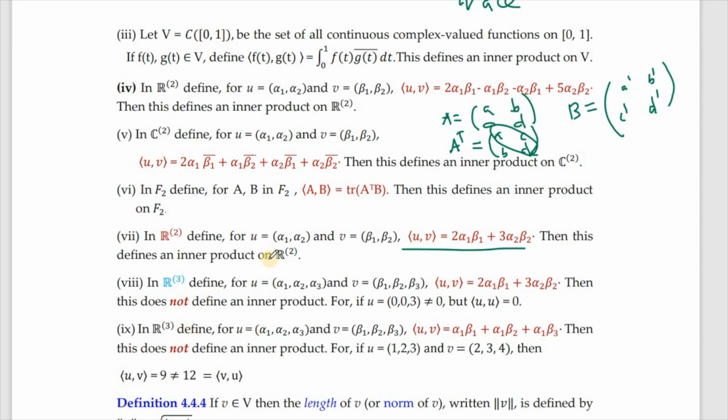See, for example, we shall consider R3. In R3, the same way in which you have defined your inner product in R2, the same 2 alpha 1 beta 1 plus 3 times alpha 2 beta 2. In R2, we can establish that this is an inner product, whereas here any entry will be an ordered triplet. There ordered pair, here ordered triplet, alpha 1, alpha 2, alpha 3, beta 1, beta 2, beta 3.